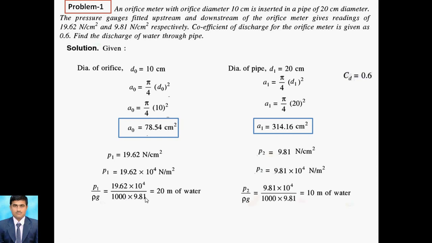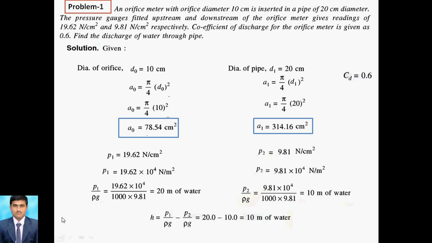Similarly, we can put 9.81 into 10 raised to 4 and 1000 g 9.81. So this value is given to you, that is P1 by P2 rho g. H is, as we know, H is equal to P1 by rho g minus P2 by rho g. So we can put H is equal to P1 by rho g minus P2 by rho g, 20 and 10, and then we get the value of H.